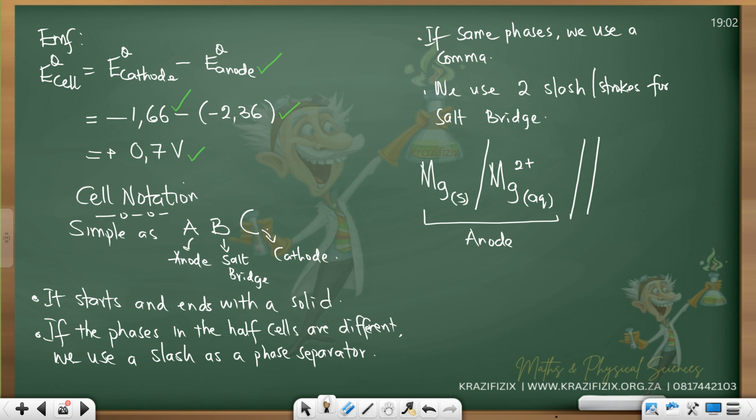Salt bridge. When do you use the comma? When we have the same phase. I'll give you an example in the next one, where the comma would come and where there'll be the same phases.